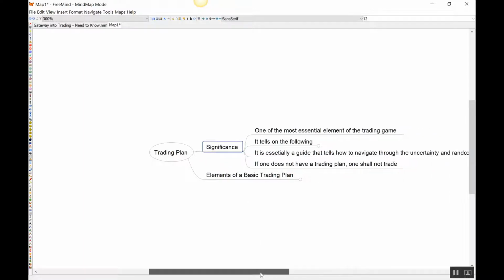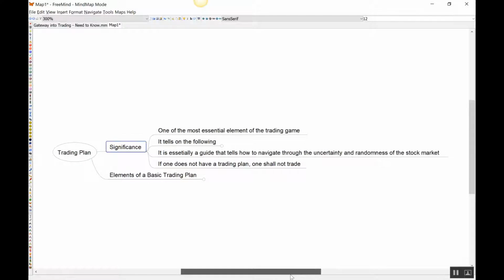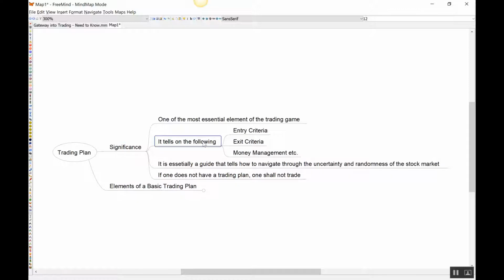It is one of the most essential elements of the trading game. It tells you when you should enter, when you should exit, and how you should manage your money. All these things get properly defined if you have a proper trading plan in place. It is essentially a guide that tells how to navigate through the uncertainty and randomness of the stock market. And if one does not have a trading plan, for me, one shall not trade.